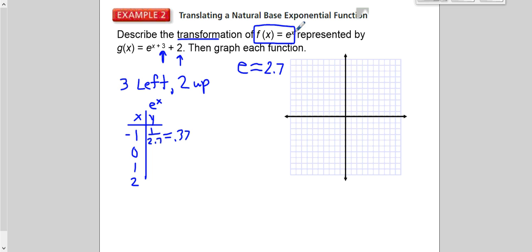And e to the 0, anything to the 0 is 1. E to the 1 power, that would be about 2.7. And then e squared, if we do 2.7 times 2.7, keeping it simple, when we need exact numbers, we'll use the e button on a calculator. That's about 7.29 or 7.3.